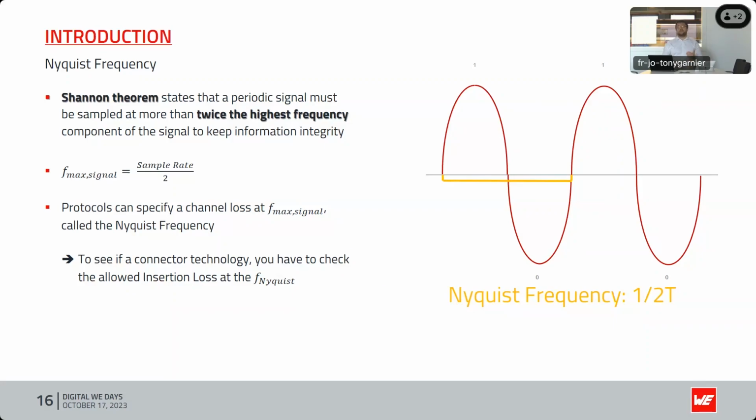That's something that's sometimes a bit tricky for designers, because you know that you want to pass, let's say, 1 gigabit per second, and then we tell you, okay, we have to pass 500 megahertz. That's normal. It's because the Nyquist frequency of this signal will be half of its sample rate.